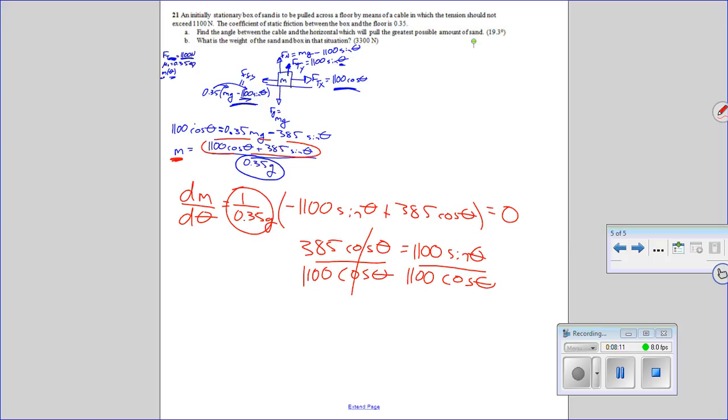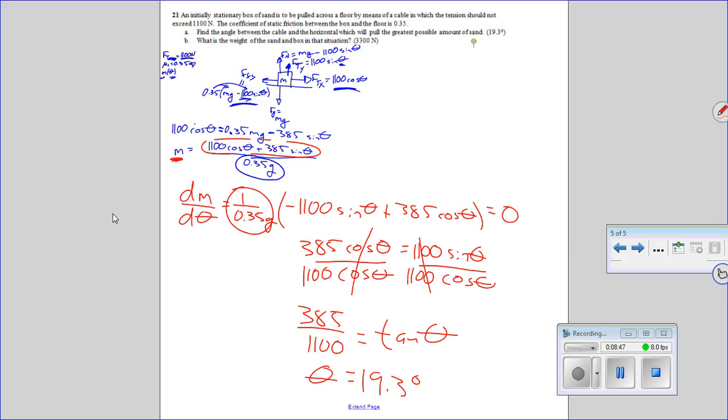So the cosines cancel, the 1100s cancel. So on this side, I've got 385 over 1100. 385 over 1100 equals, over here, sine of theta over cosine of theta, which is tangent of theta. So now I can take the inverse tangent and find out that my angle is 19.3 degrees. Okay? Now, technically, we don't know that that's the max, so we should check. I also noticed that it's got to be a positive angle, because the math showed me it was positive.